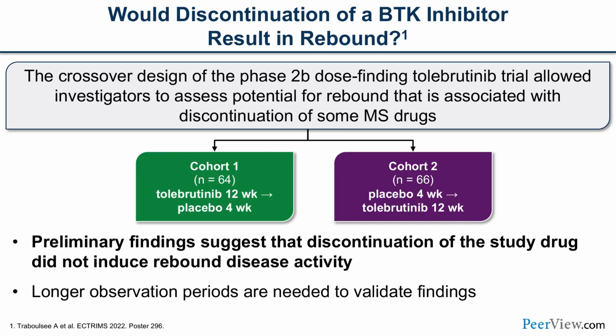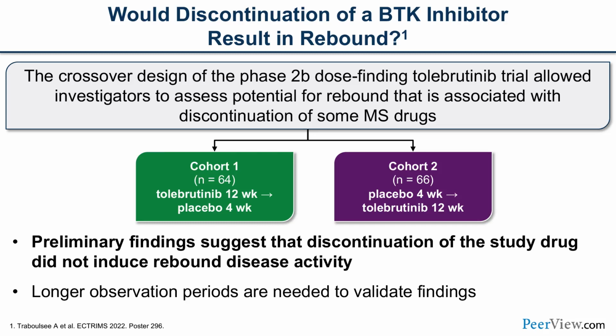Sure. So if you think back to that slide that I showed you about the design of the Tolebrutinib phase 2 clinical trial, it was unique because it was efficient, but there was a placebo run-in and run-out period. And because of that placebo run-out period where patients were treated with 4 different doses of Tolebrutinib, then there was a 4-week period where there was a placebo run-out, it allowed for at least a shorter-term evaluation of rebound.